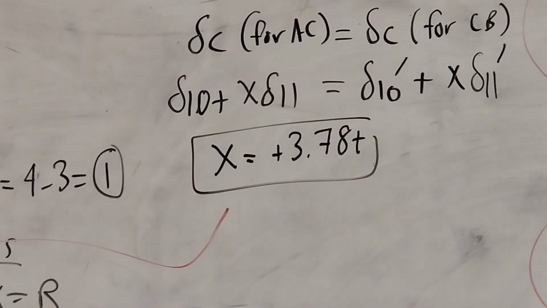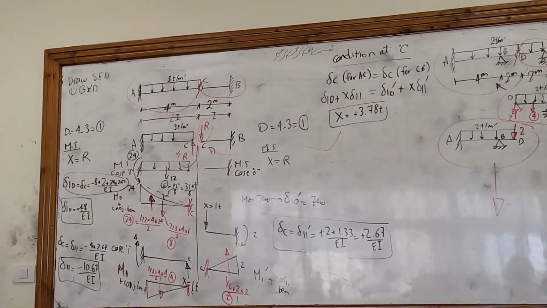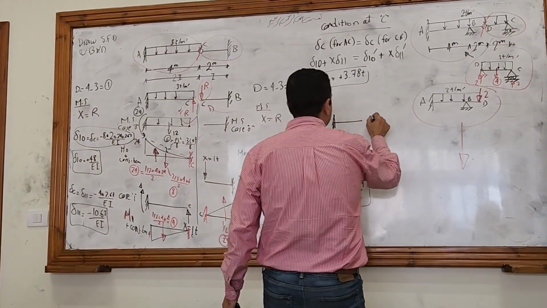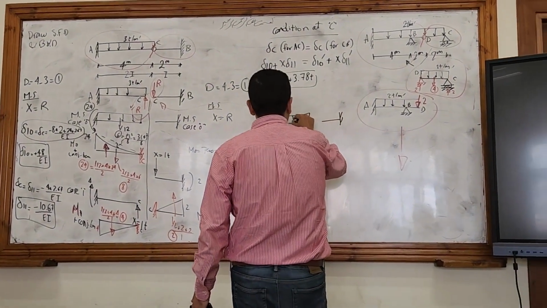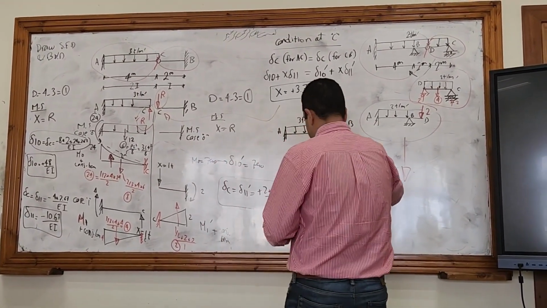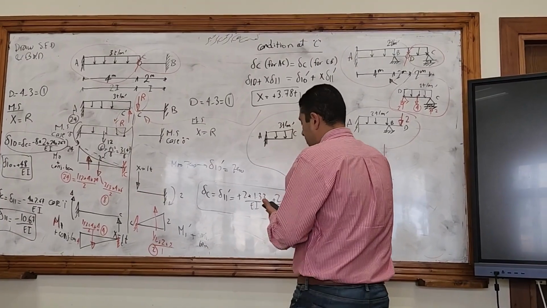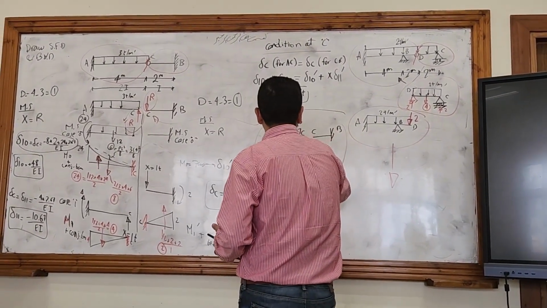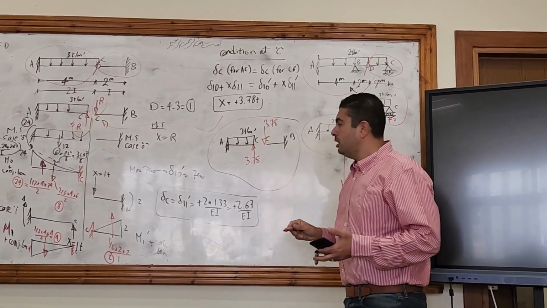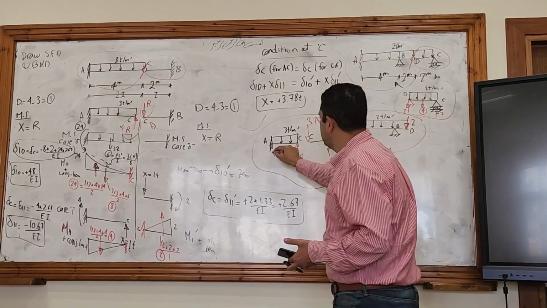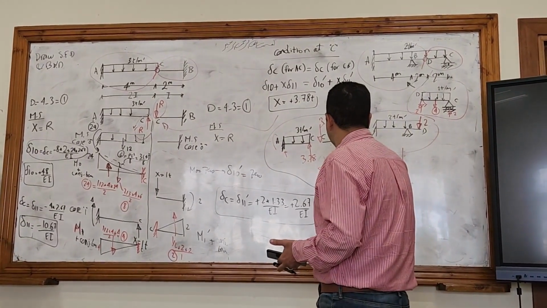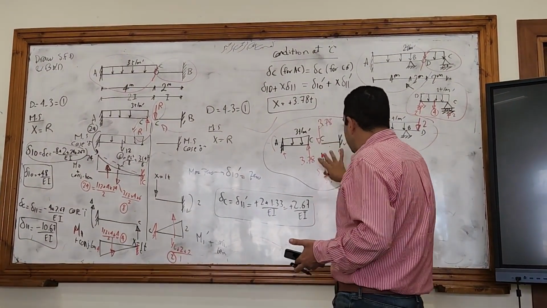How can I draw the shear and bending moment? You will draw the shear and bending moment for each part. So for AC, now you know that this reaction is 3.78 and here it is 3.78 as well in the opposite direction. Now we can calculate the reactions for each part individually and then you will draw the shear force diagram and bending moment diagram for each part individually.